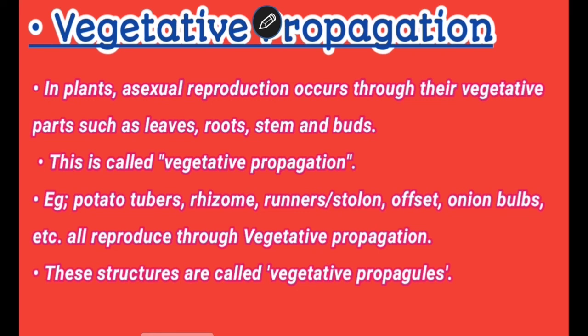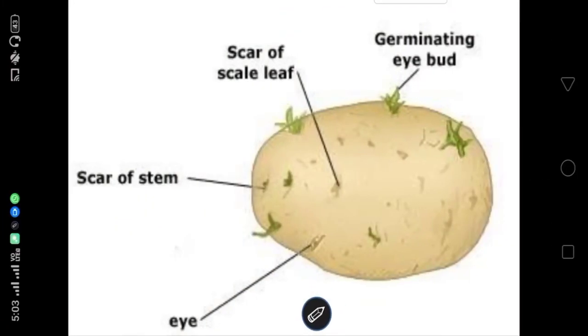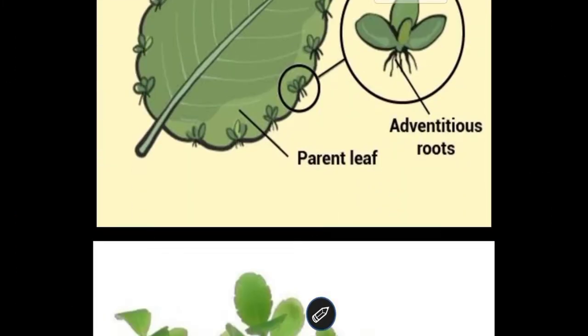So what are vegetative propagules? The structures from which vegetative propagation takes place are called vegetative propagules. Do remember all these terms. These are some of the plant parts where vegetative propagation takes place.